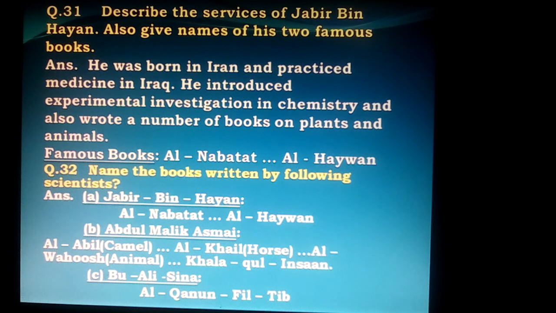Jabir Bin Hayan wrote Al-Nabatat and Al-Hayawan. Malik Asmai wrote about Al-Abil, Al-Khayl and Al-Wahush, plus Khalaqul Insan. And Bu Ali Sina has written one most famous book, that is Al-Qanun fil Tib.